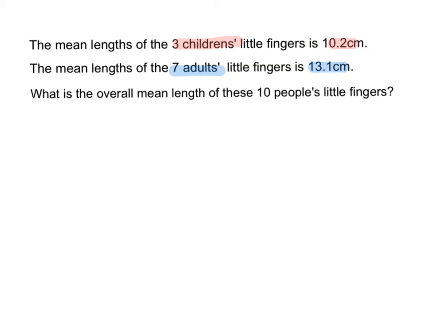Okay, so let's just have a look at the children's fingers to start with. So we've got 3 children. One, two, three. And to find the mean, we add them all together. I don't know what that is at the moment. And then we divide by how many there are, which is 3 children. And that gives us a mean of 10.2.